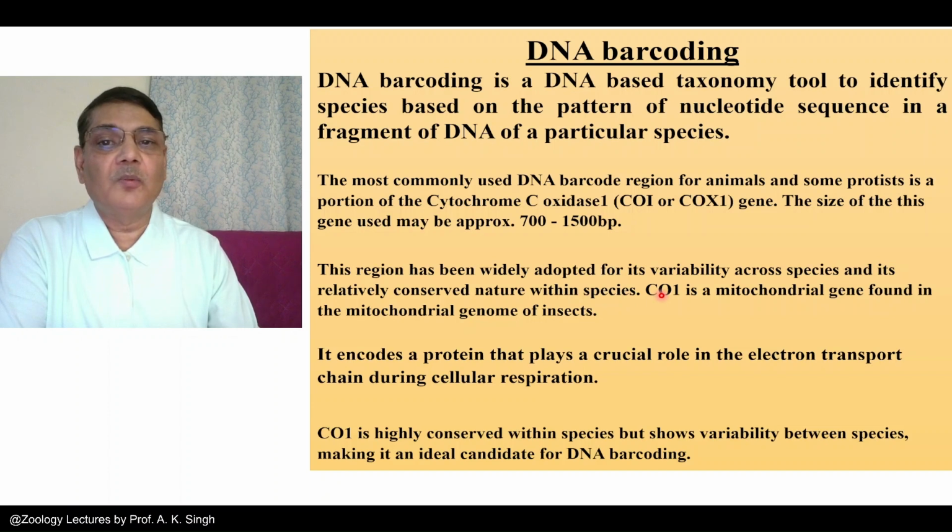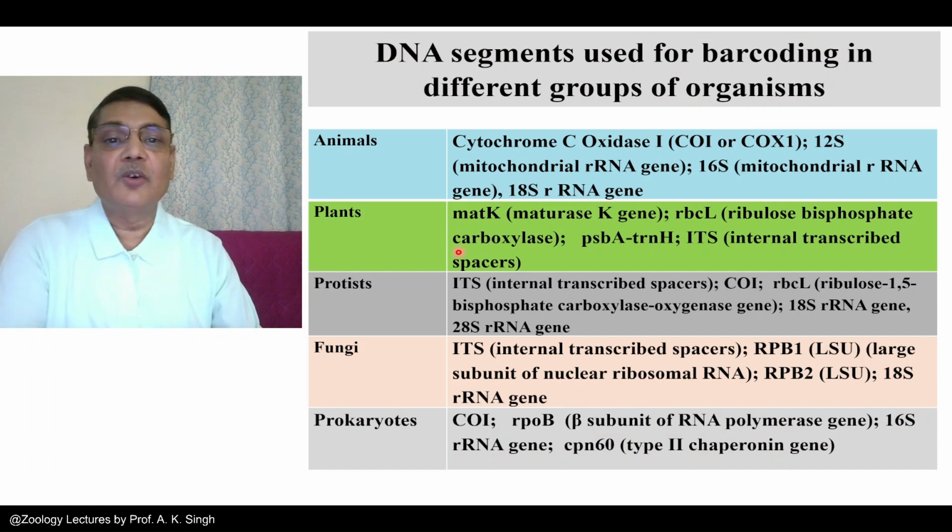So this cytochrome C oxidase 1 is a mitochondrial gene found in the mitochondrial genome of insects and in other species also, not only insects, but in other eukaryotic species. It encodes a protein that plays a crucial role in the electron transport chain during cellular respiration. And this particular gene is highly conserved within species but shows variability between species, making it an ideal candidate for DNA barcoding. And you can go through this table.